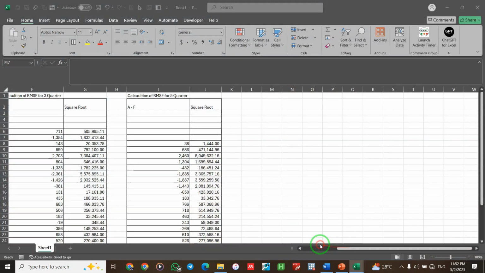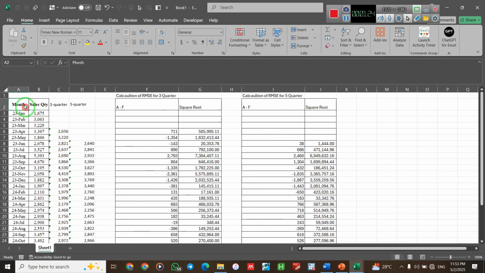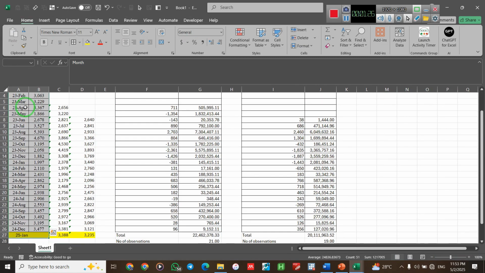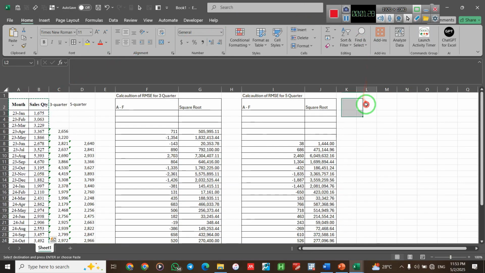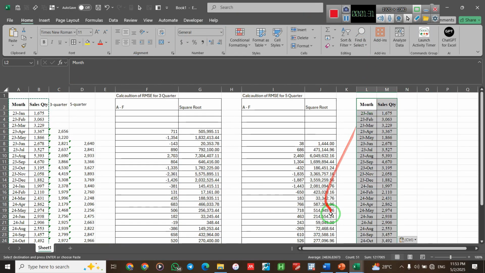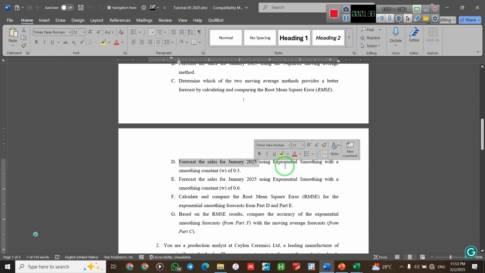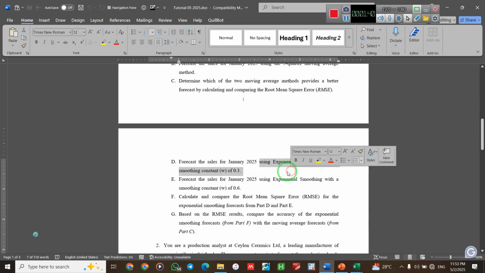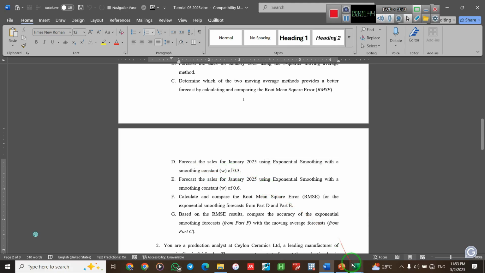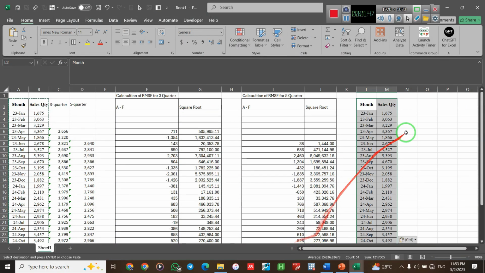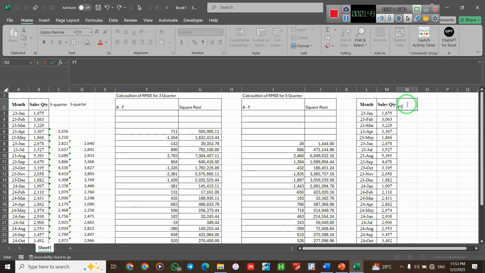I will be adding my data set from here, selecting month, sales quantity and total area, and I come here and paste it, right? So now we are going to forecast the sales in January 2025, using the exponential smoothing method and the smoothing constant of 0.3, right? So I will go to the question here and we are going to forecast with W equals 0.3, right?